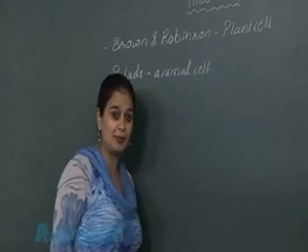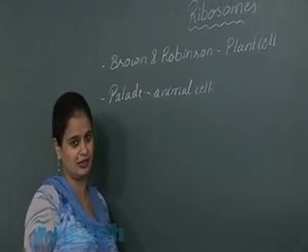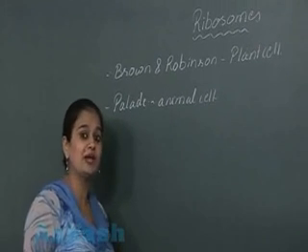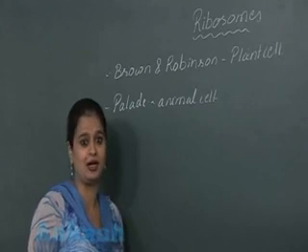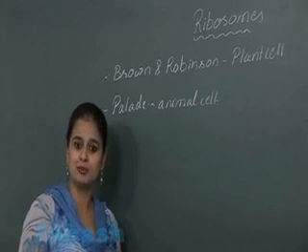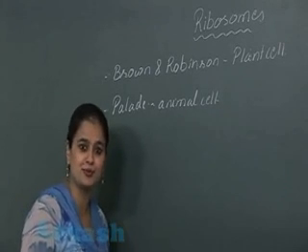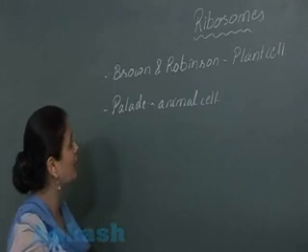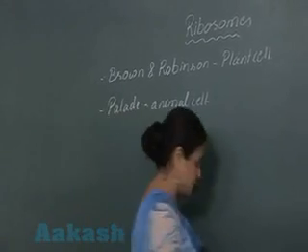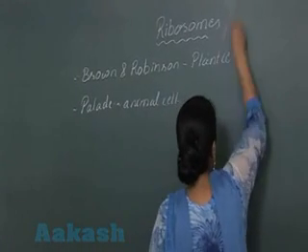सबसे पहली बार पैलेट ने ये फाइंड करा, ये डिस्कवर करा that the ribosomes they are made up of RNA, that one of the component which is present in the ribosome, that is RNA. That's why the ribosomes, they are also known as pallet particles.